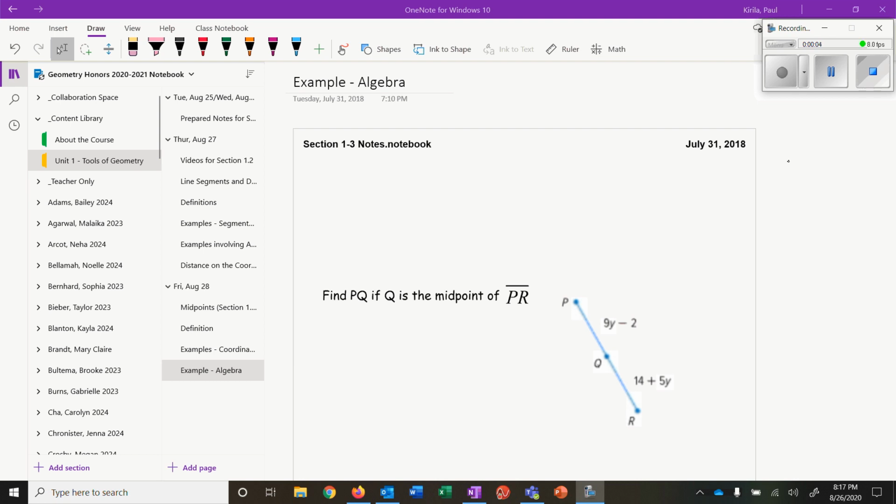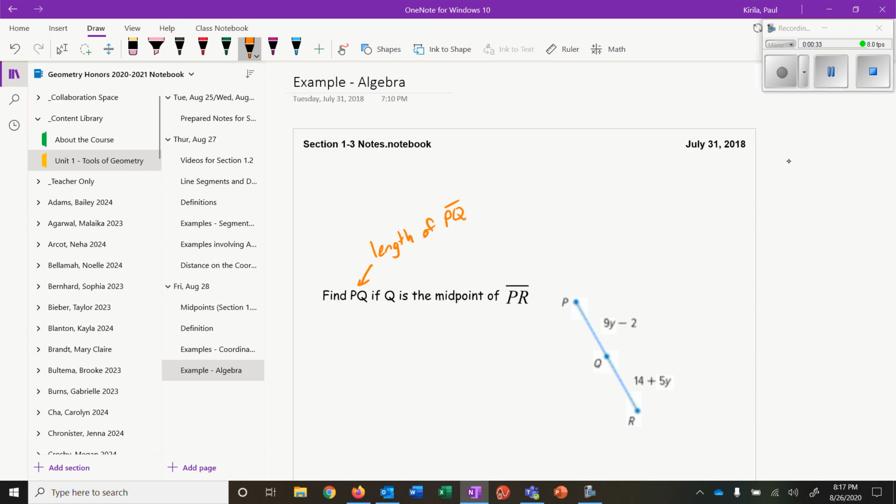I did want to make sure we went through at least one example that did not take place on the coordinate plane, so you can see how this works. So we're being asked to find the length of PQ, and I know it's a length because there's no symbol on top saying that it's a shape. So remember, this means the length of segment PQ. So this is a number.